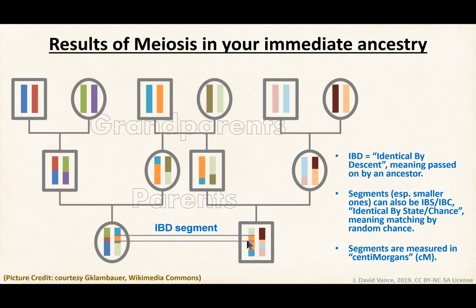Now, as these get smaller and smaller, especially smaller segments, they can also be identical by state or by chance, which means they didn't actually get passed on. The segments just start to look like each other through random chance. That can happen with very small segments. We're not going to get into segment matching here and the size of segments that you need to look at, but once you get down past a certain size, identifying what you actually got from a common descent versus what's done by random chance is very difficult.